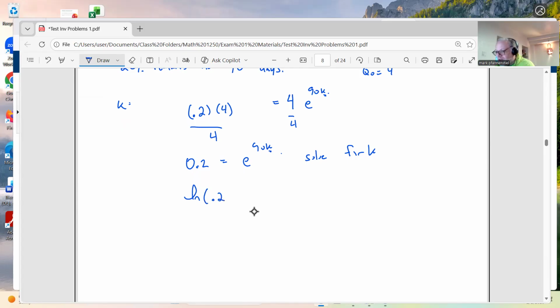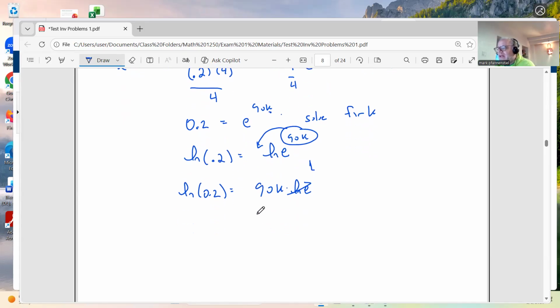So the natural log of 0.2 is equal to the natural log of e to the 90k. The whole point of taking the natural log is that the exponent comes down in front. So we have the natural log of 0.2 is equal to 90k times the natural log of e, but the natural log of e is just 1. And then we'll say that k is equal to 1 over 90 times the natural log of 0.2.